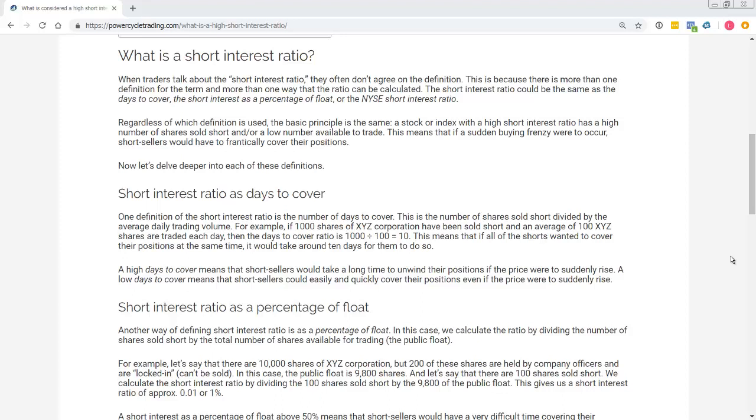So, a high days to cover means that short sellers would take a long time to unwind their positions if prices were suddenly to rise. So this can really create a big short spike in the markets or in the shares traded.